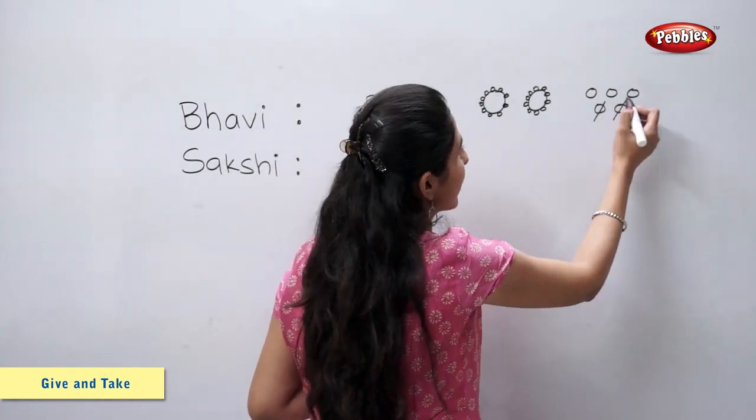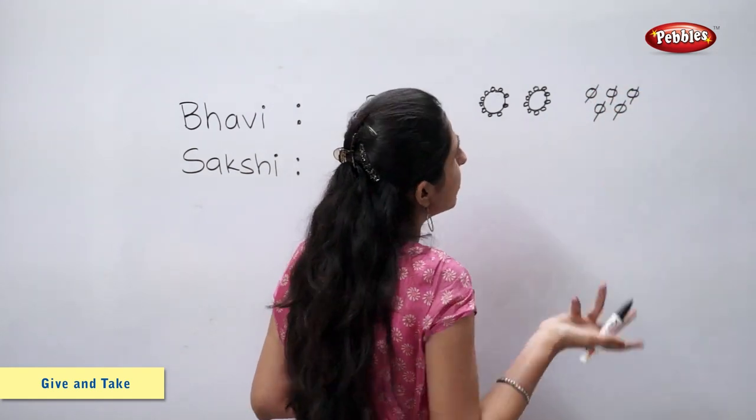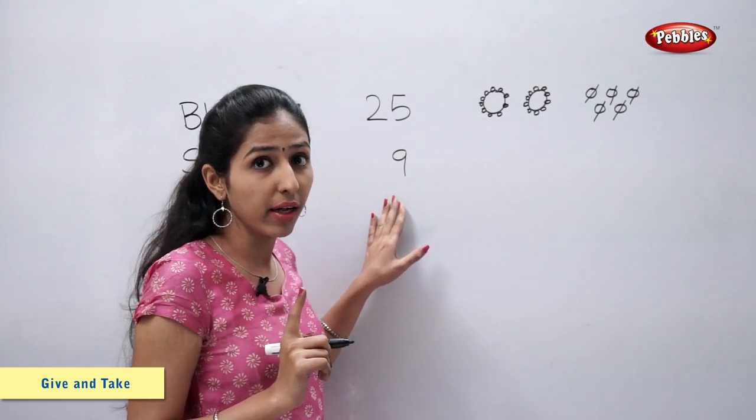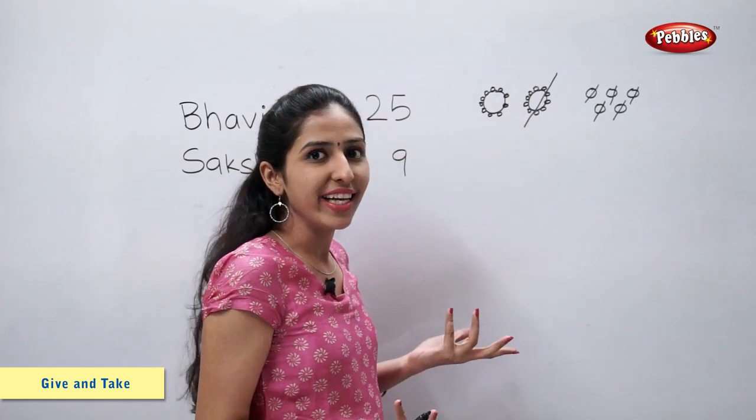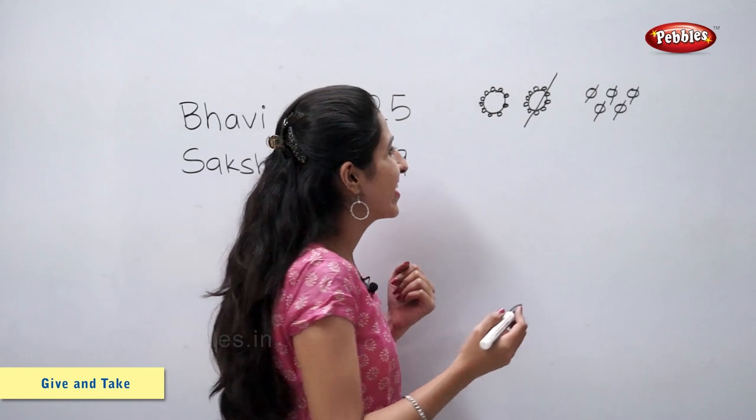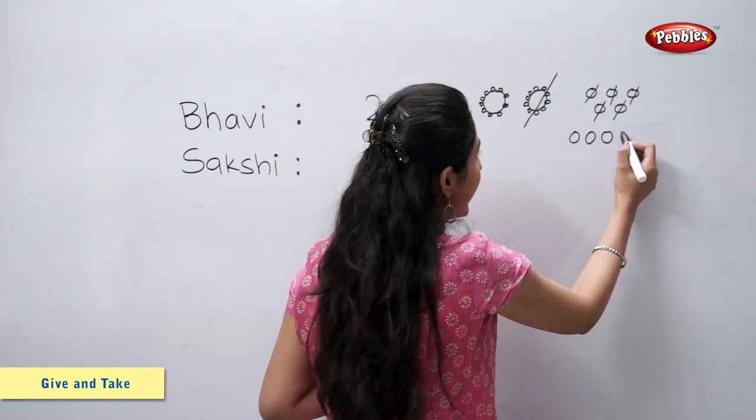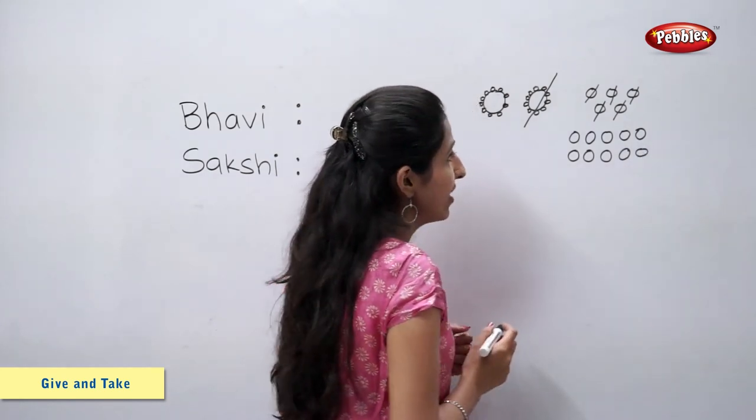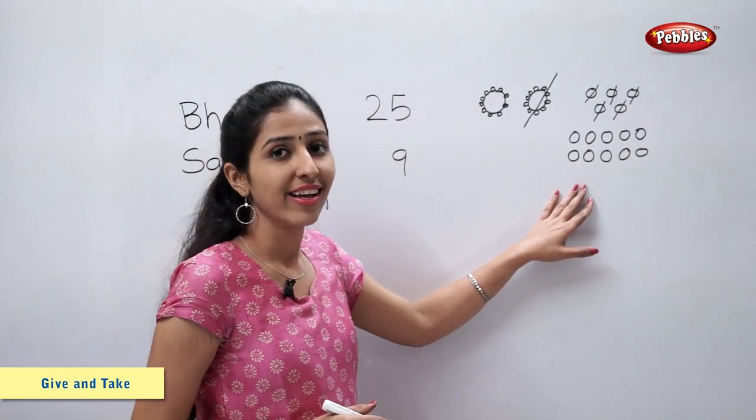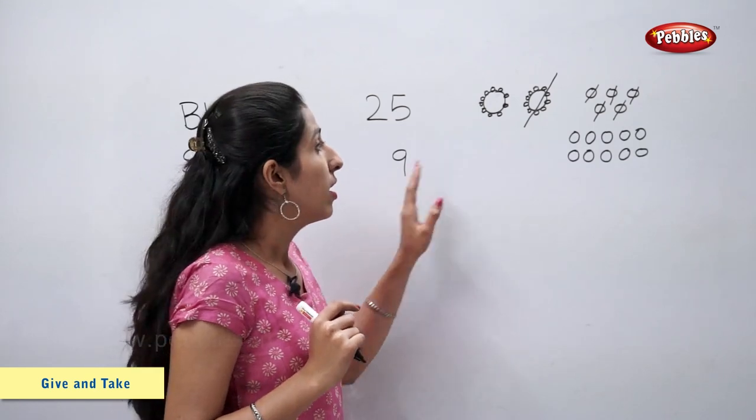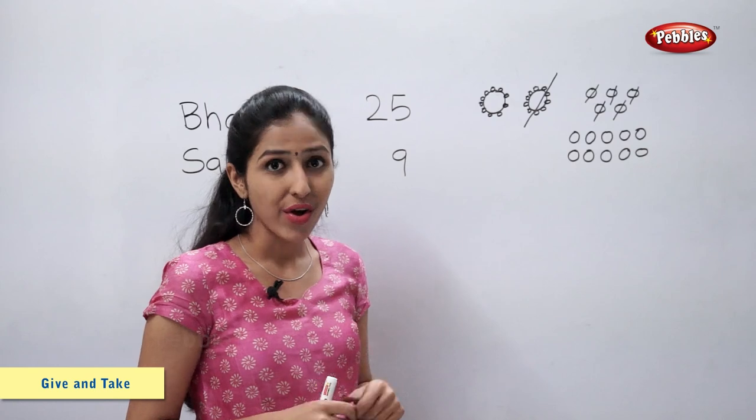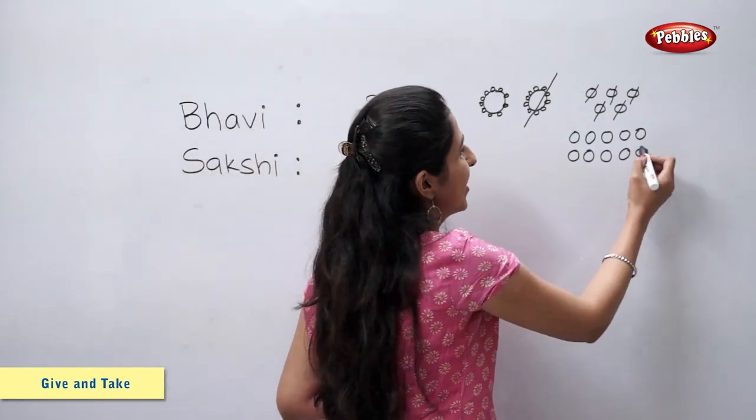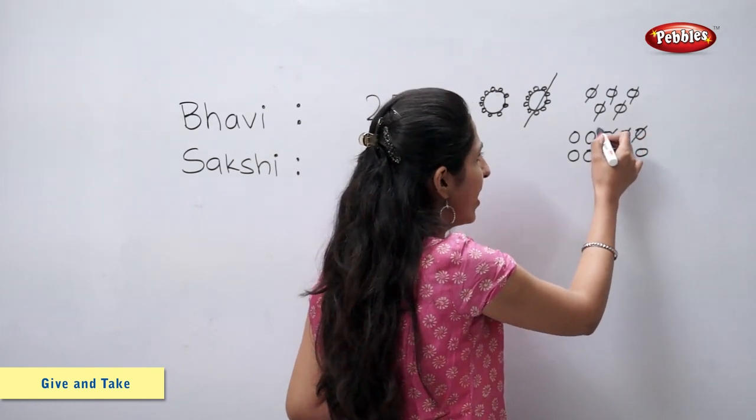1, 2, 3, 4 and 5. Students, there are only 5 loose pearls. So, to give Sakshi 9 pearls, I will break this bangle and we will get 10 more loose pearls. 1, 2, 3, 4, 5, 6, 7, 8, 9 and 10. Now, we have 10 more pearls. Sakshi wants 9 pearls. We have already given her 5 pearls. So, we have to give 4 more pearls to Sakshi. So, let's take away 4 pearls.